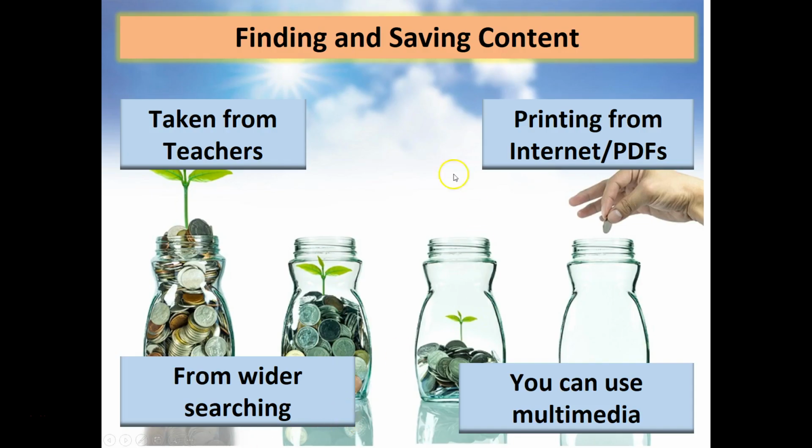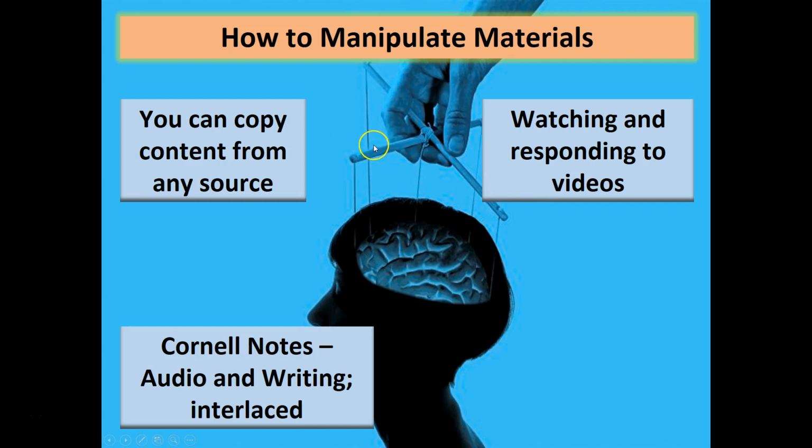Okay. So now we've seen how to find and save the content. We want to see how to actually manipulate materials. And as we've seen before, you can watch and respond to some of these videos. You can copy content from any source. And there are some other methods of doing this. In particular, I urge you to look at the screencast and do some research yourself from Cornell Notes, because the ability to listen to audio and to write is tremendously powerful. You can really organize your mind, your thoughts, and critically understand the information that's been given to you.